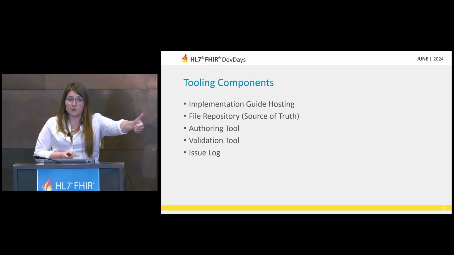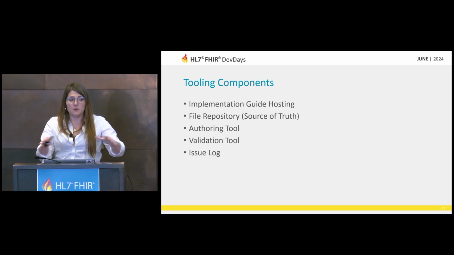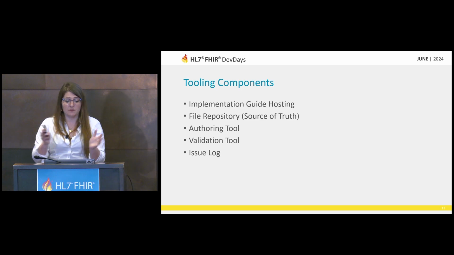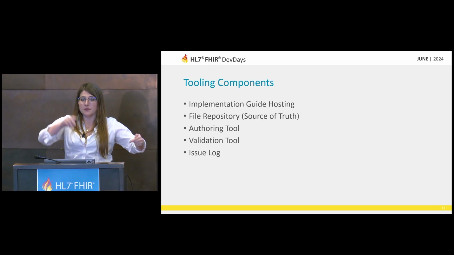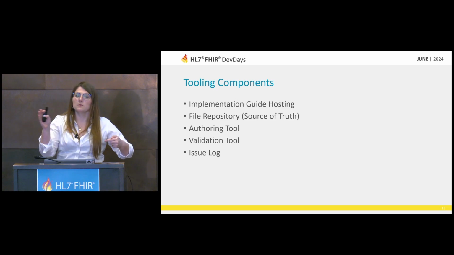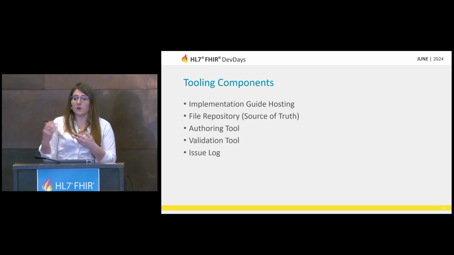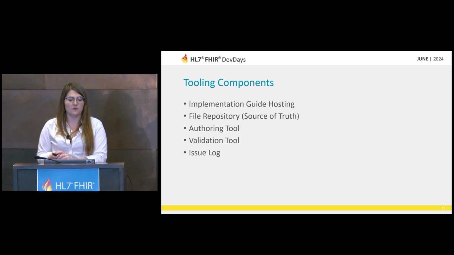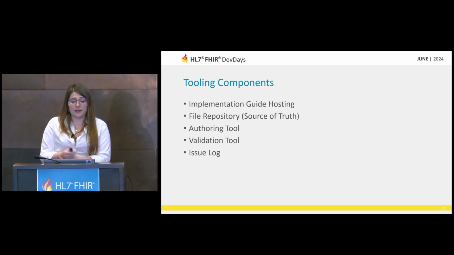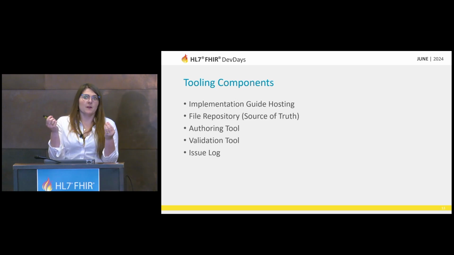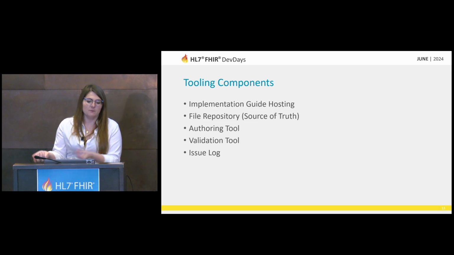So we've got, where do we host the iGuide? And for many of you, these components may actually be facilitated by the same tool. That's totally fine. We also have a file repository, so that's our source of truth. That's where everything lives, regardless of where the iGuide lives. We have our authoring tool, so how are you actually writing the profiles? How are you actually writing the guides? A component for validation, and a component for capturing what our community members were saying and what they wanted, which is our issue log.